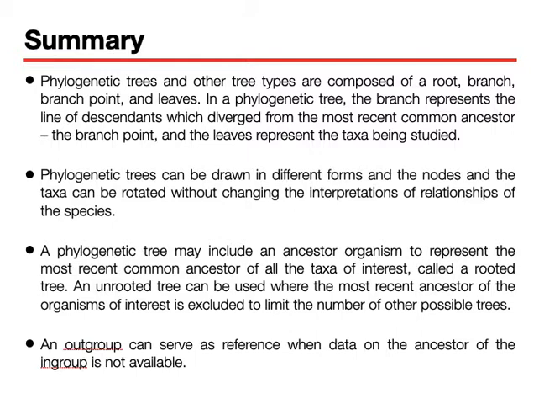As a summary, phylogenetic trees, meron tayong iba't ibang components. Napag-usapan natin yung root, branch, branch points, at saka leaves. So yung phylogenetic tree, sinabi natin na can be drawn in different forms also. Pwede siyang ma-rotate yung kanyang orientation as in the case of topology, yung kanyang node as in the case of node rotation, and then pwede mo ding ilagay kung meron siyang ancestor or wala depending on your purpose. That's for the rooted and unrooted phylogenetic trees. And you can put an outgroup which will serve as a reference when ancestors are not available or kung closely related yung organisms that you are trying to model. Okay?